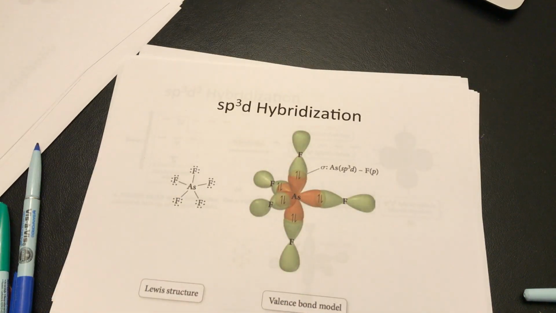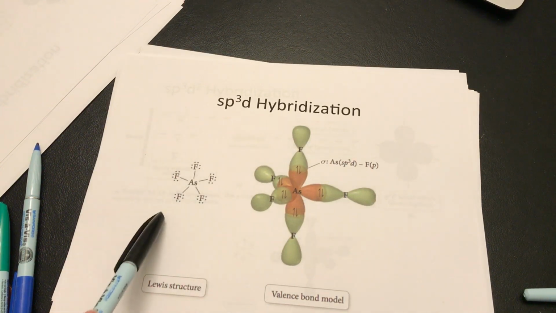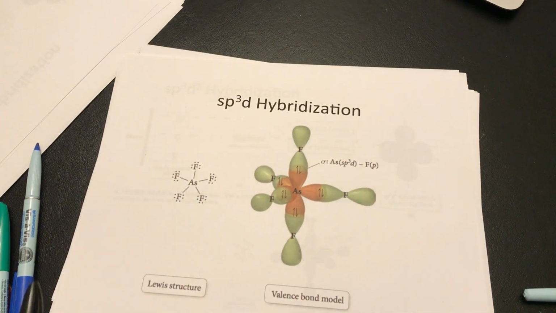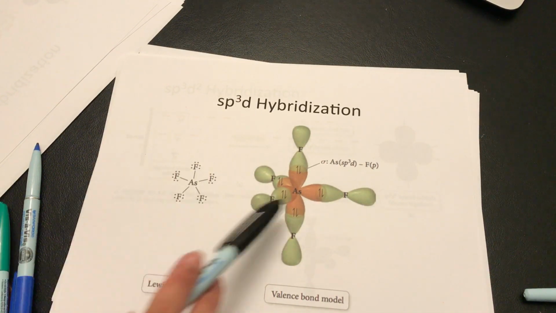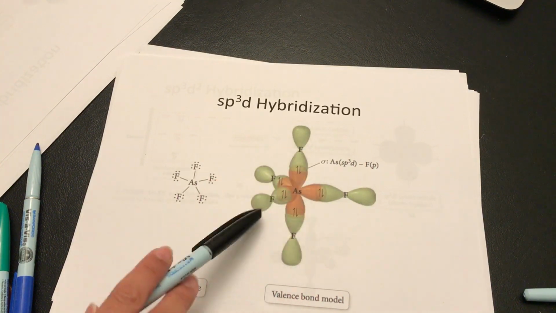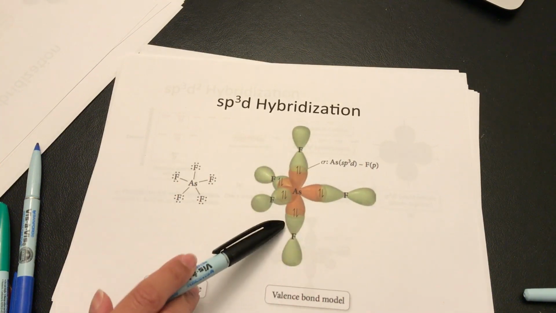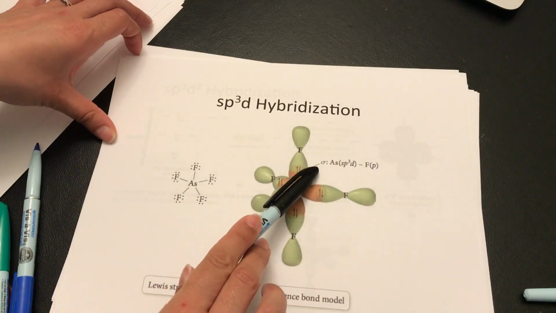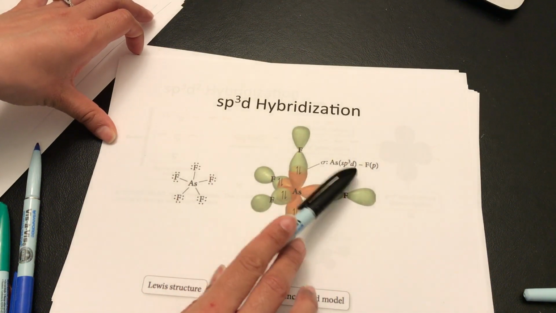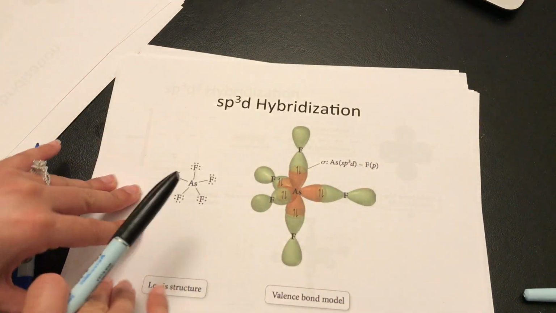Example of that would be arsenic pentafluoride. 1, 2, 3, 4, 5 valence electrons and bonds with fluorine. So if we look at arsenic, we had to hybridize the orbitals just like what we've done so far to make room for the 5 fluorines that are coming together to bond with the middle, where then you form a sigma bond with the sp3d of the arsenic and the p orbital of the fluorine.